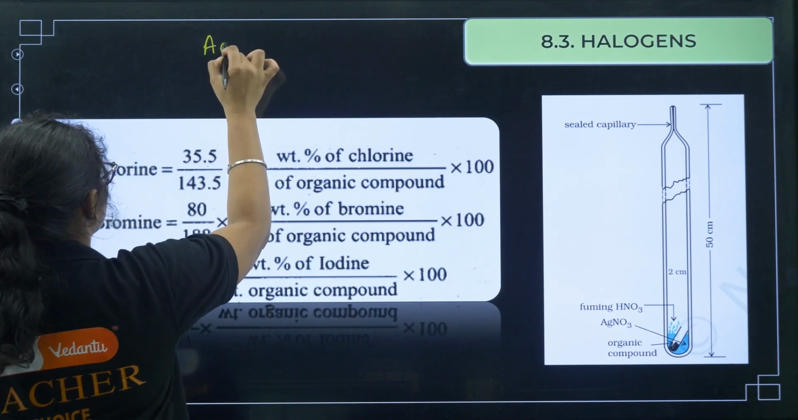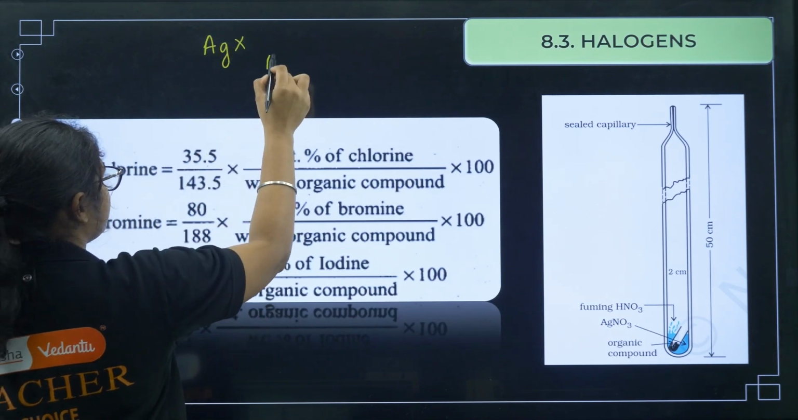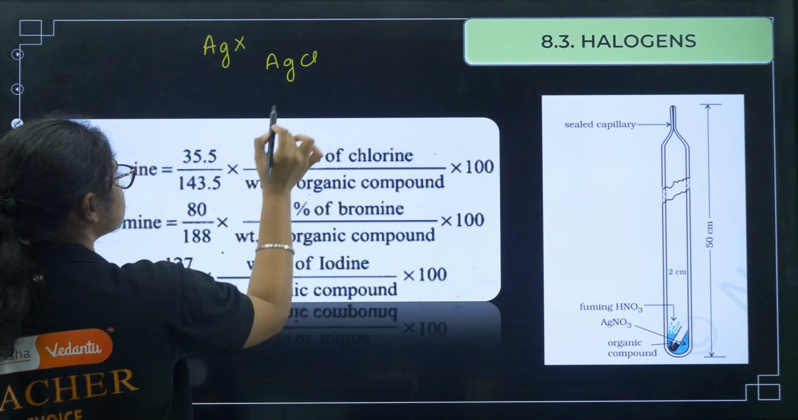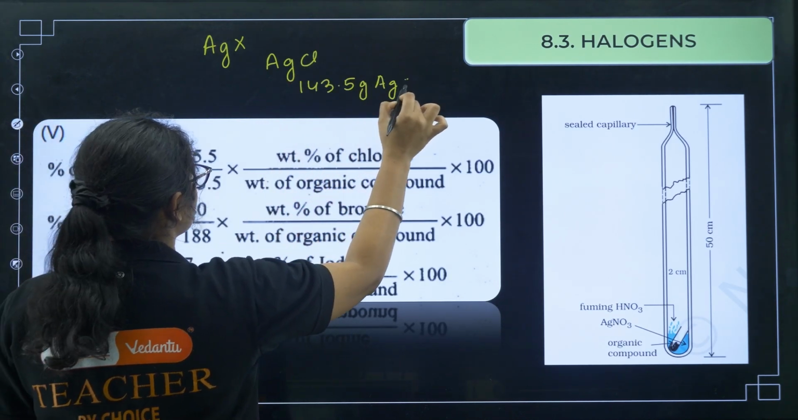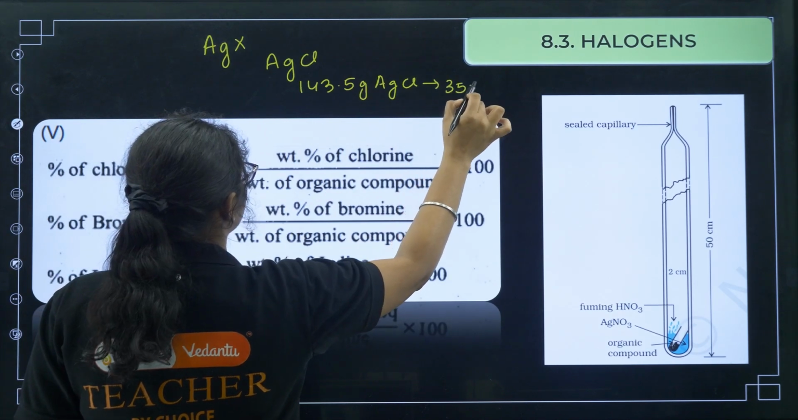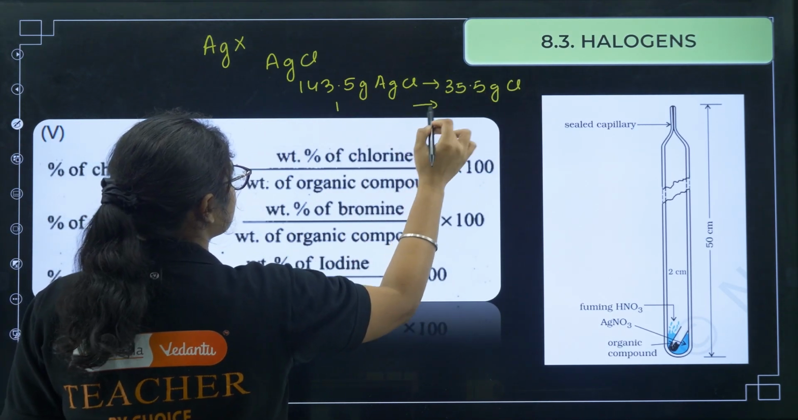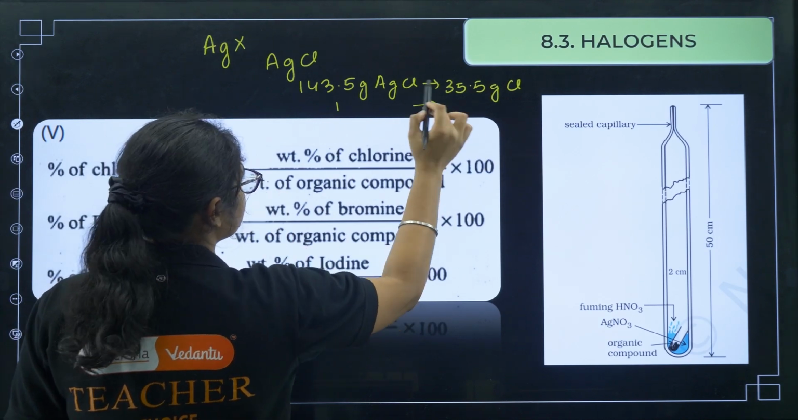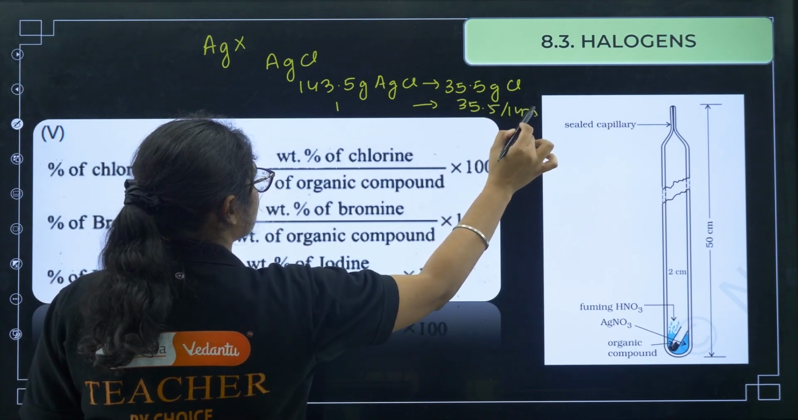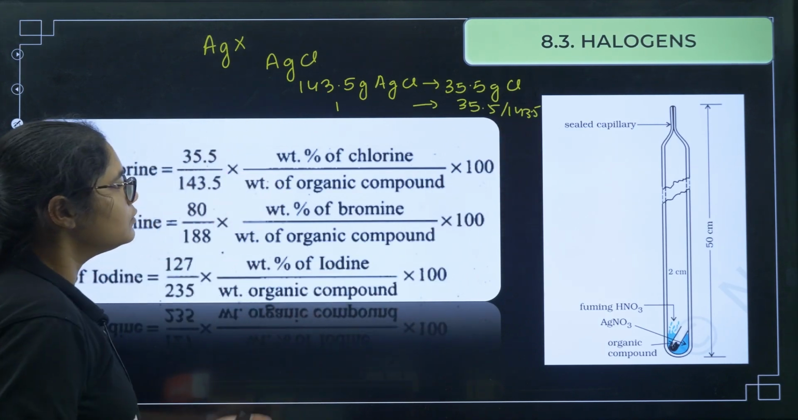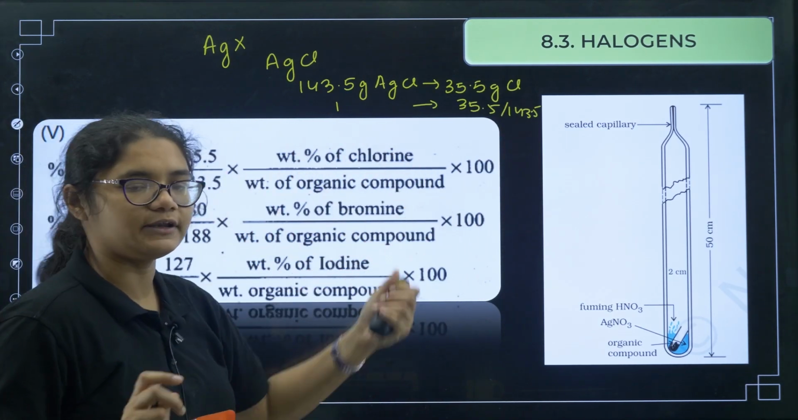Now, suppose AgX is formed. For example, I will do it for chlorine. In 143.5 grams of AgCl, we have 35.5 grams of chlorine. In 1 gram it will be 35.5 divided by 143.5. Then what I have to do is multiply by the mass of the AgCl given, divided by the mass of the compound, into 100.